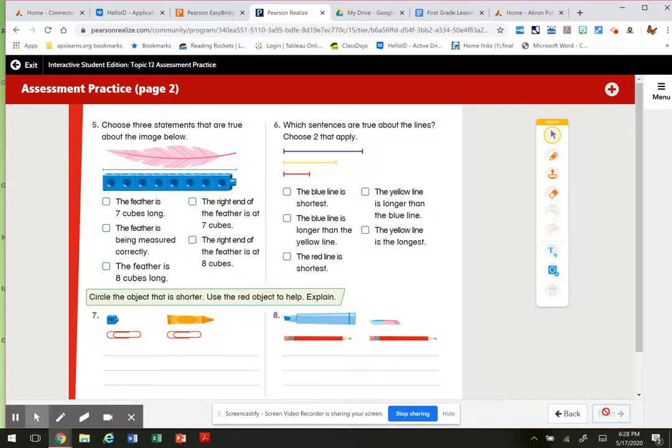The first one right here says, the feather is 7 cubes long. 1, 2, 3, 4, 5, 6, 7, 8. So that's not true. The feather is being measured correctly. Well, that's true because there's no gaps in between the cubes. The cubes are lined up and making a straight line. So this one is true, because that's the way we would use them correctly to measure something.